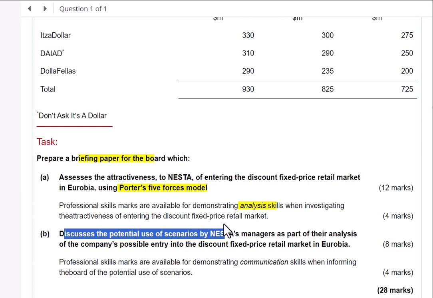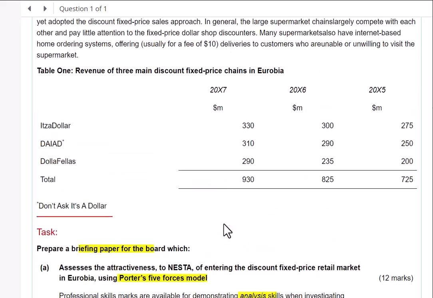So this should be your approach. But yes, if you feel comfortable with whatever way you want to, you can follow your own approach. So make sure in the first requirement they are talking about the analysis skill. That means we have to justify and we have to consider both pros and cons of the particular scenario.